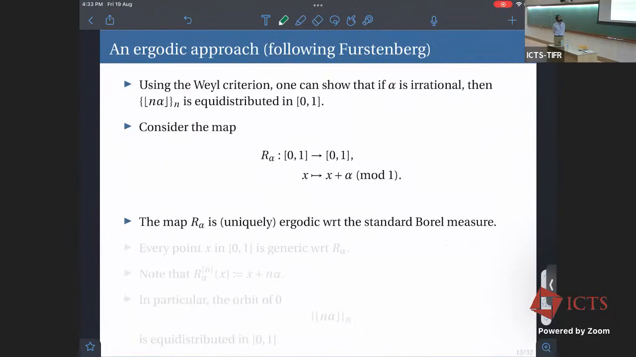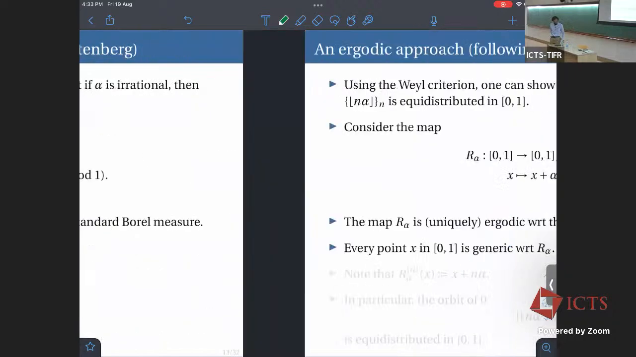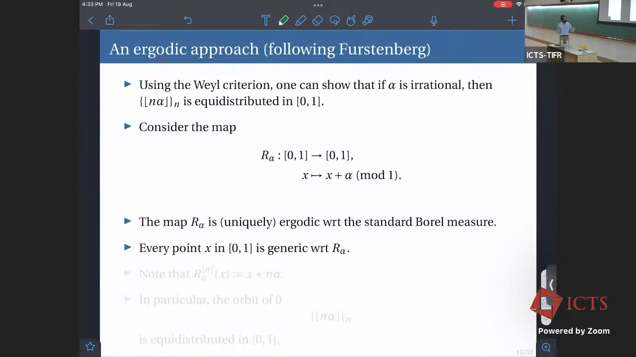What you can show is that this map is ergodic with respect to the standard Borel measure, but something stronger is true: this map is what's called uniquely ergodic. And it turns out that if you have a uniquely ergodic map, every point is generic with respect to this rotation.